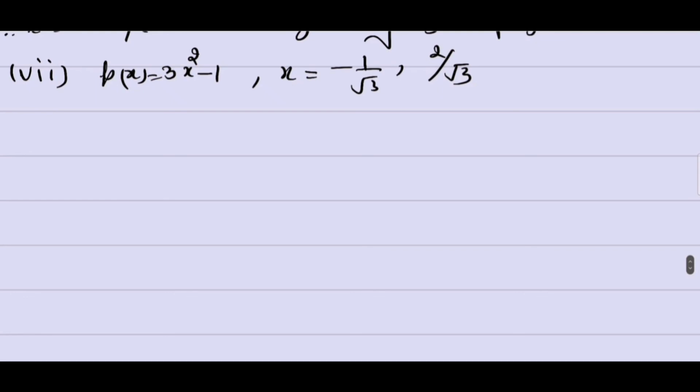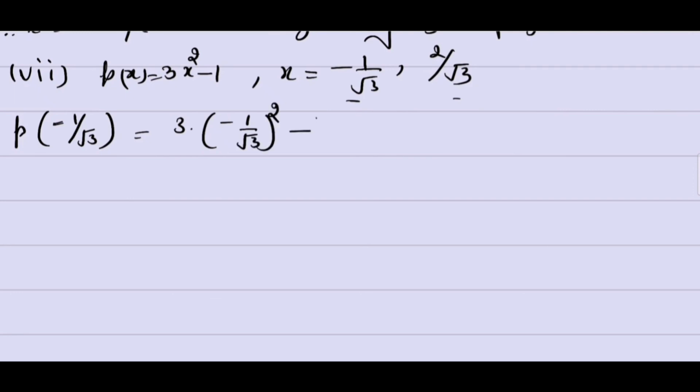Here my p(x) is equal to 3x square minus 1, and I have to put two values of x. Let's see what will happen here. So first I'll take negative 1 divided by square root of 3. So let's put this value here, negative 1 upon square root of 3 whole square minus 1. So I'll get here 3 into 1 upon 3 minus 1. This 3 will get cancelled. Then I'll get 1 minus 1, which is equal to 0. So this means this negative 1 upon square root of 3 is a 0 of this polynomial.